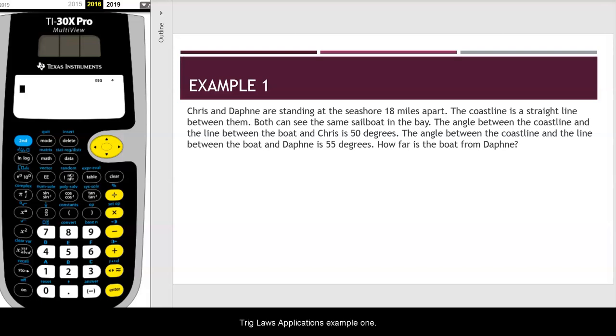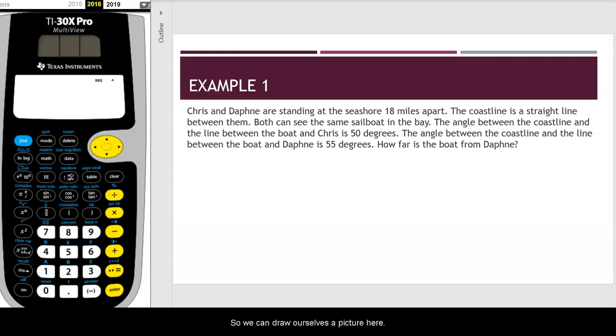Trig Law Applications, Example 1. Chris and Daphne are standing at the seashore 18 miles apart. The coastline is a straight line between them. Both can see the same sailboat in the bay. The angle between the coastline and the line between the boat and Chris is 50 degrees. The angle between the coastline and the line between the boat and Daphne is 55 degrees. How far from the boat is Daphne?